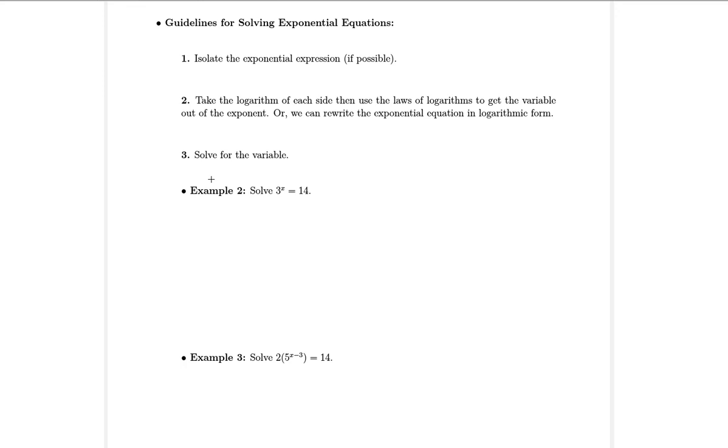All right, so in this example here in number two, the exponential is already by itself. So if you're going to do the take the natural log of both sides approach, then you're going to say the natural log of 3 to the x equals the natural log of 14. That can come down in front.